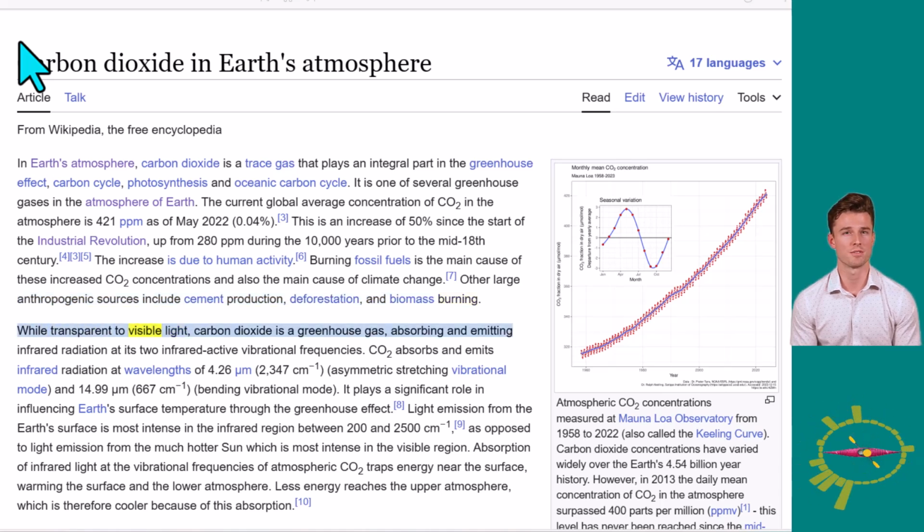While transparent to visible light, carbon dioxide is a greenhouse gas, absorbing and emitting infrared radiation at its two infrared active vibrational frequencies. CO2 absorbs and emits infrared radiation at wavelengths of 4.26 micrometers, 2347 cm-1, asymmetric stretching vibrational mode, and 14.99 micrometers, 667 cm-1, bending vibrational mode. It plays a significant role in influencing Earth's surface temperature through the greenhouse effect.